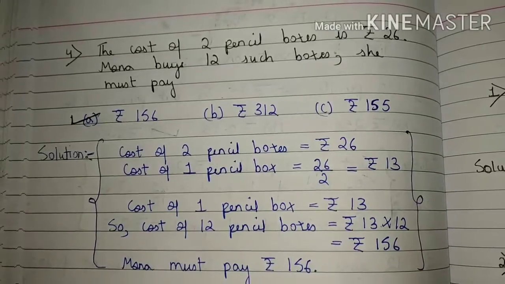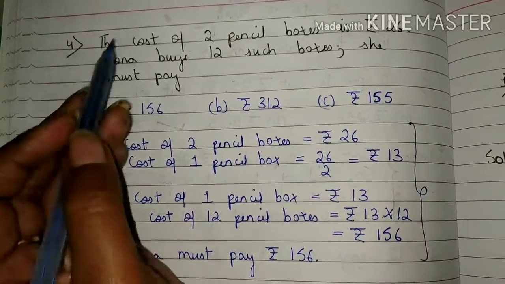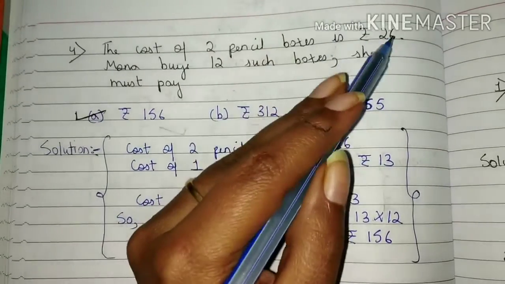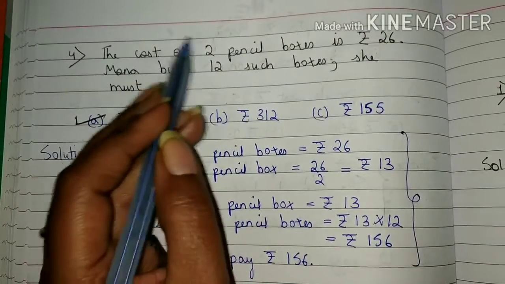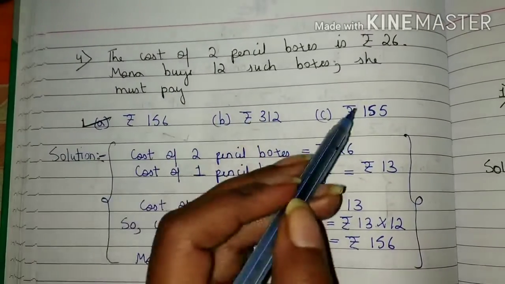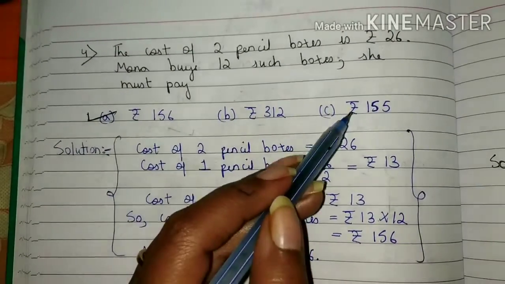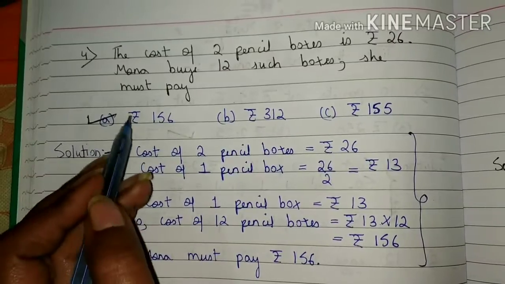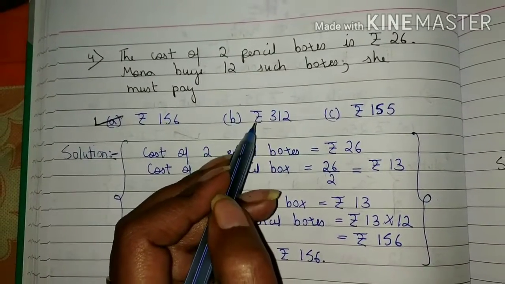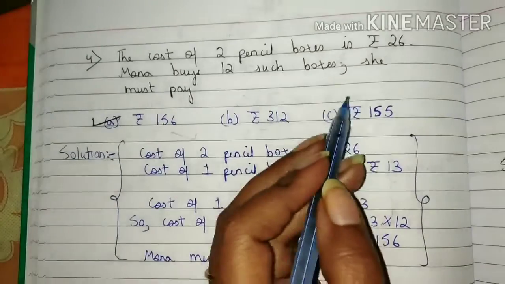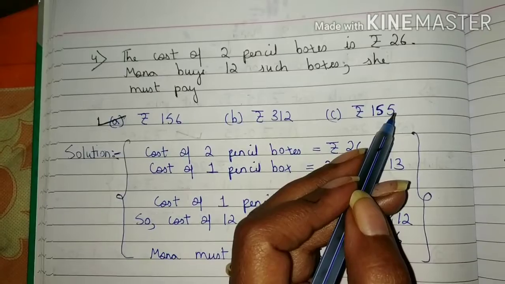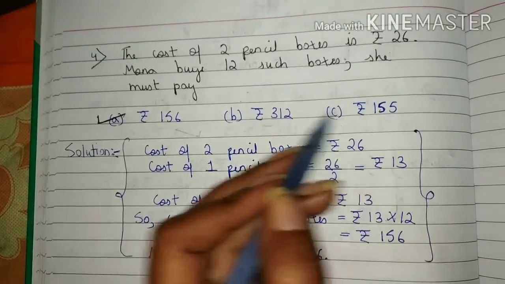Students, now come to fourth question. The cost of 2 pencil boxes is rupees 26. Mona buys 12 such boxes. She must pay? Students, here three options are given to you. Option A, rupees 156. Option B, rupees 312. Option C, rupees 155. Now students, you have to take the correct answer.